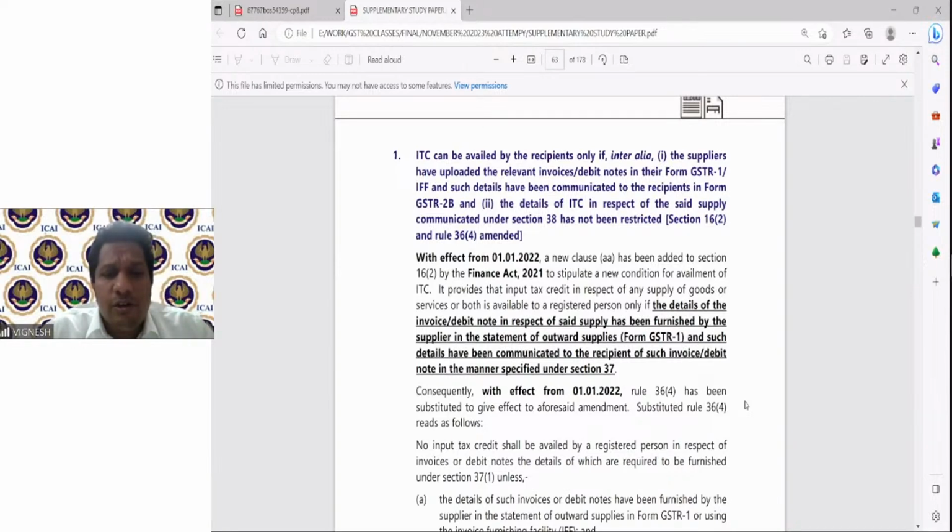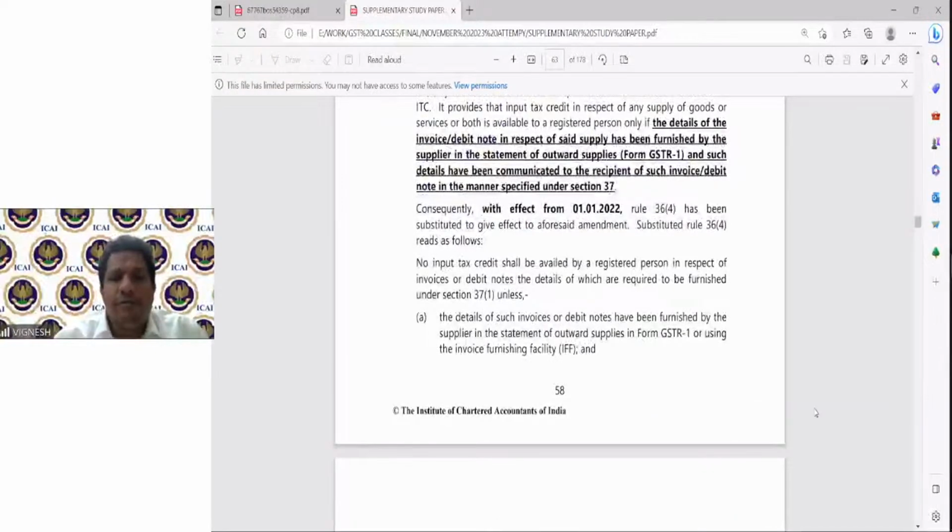The details of the invoice or debit note have to be given and communicated. So therefore, with effect from 1st January 2022, Rule 36 sub rule 4 has been substituted to give effect to the amendment.